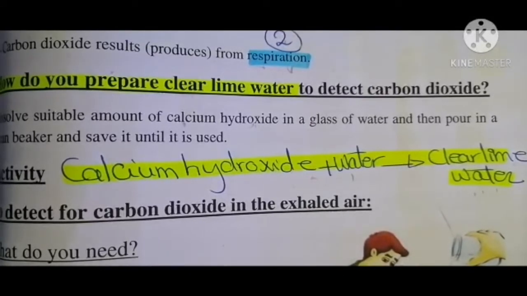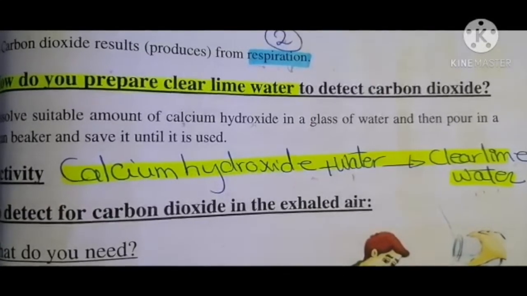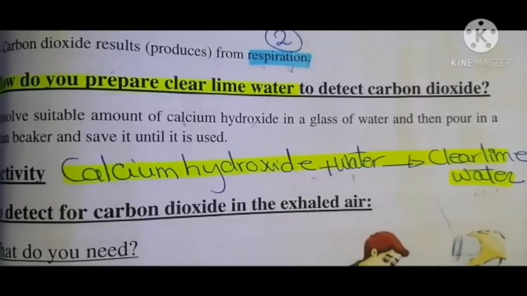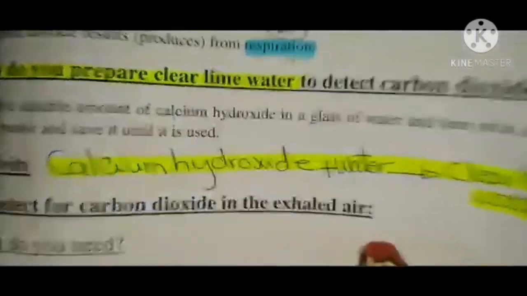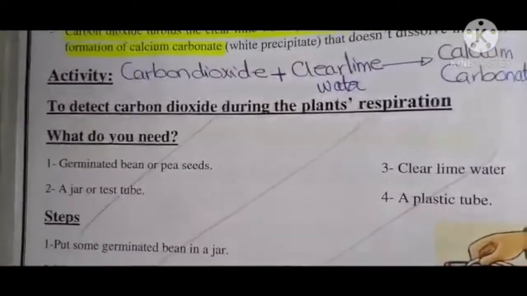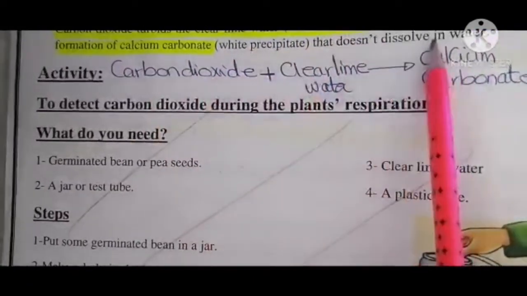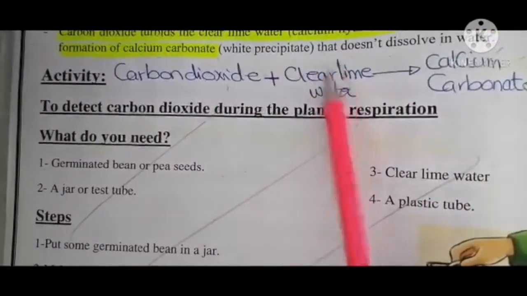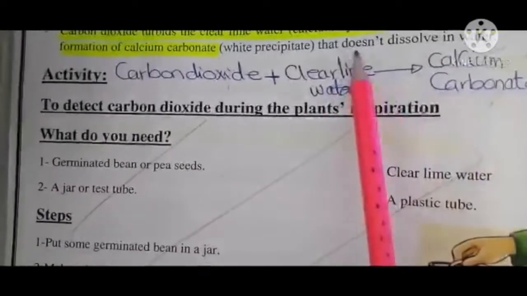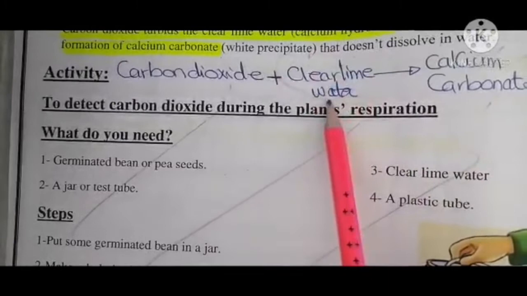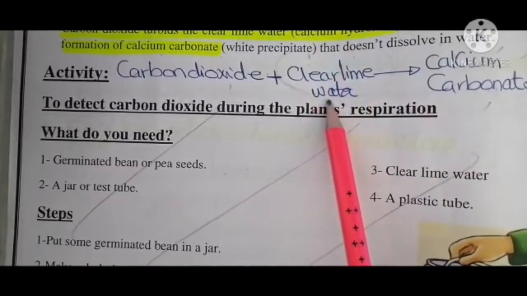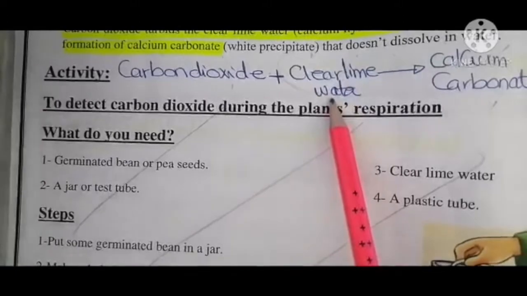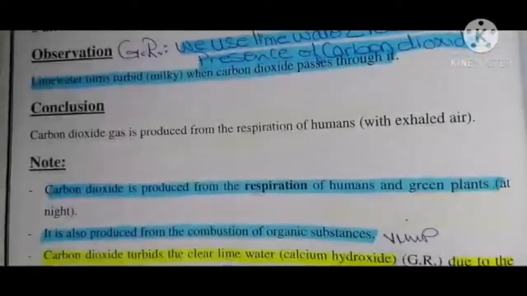When I blow out, carbon dioxide gas comes out from my mouth. It is going to pass in the lime water, changing the calcium hydroxide into calcium carbonate, which is a white precipitate. Precipitate means it is a white powder that doesn't dissolve in the water. So carbon dioxide plus clear lime water will give me calcium carbonate. How do we prepare the clear lime water? From calcium hydroxide and water.